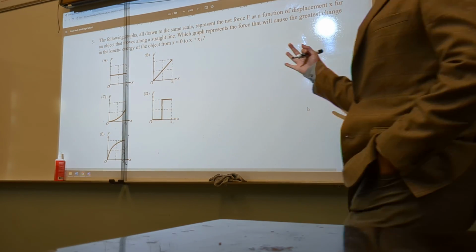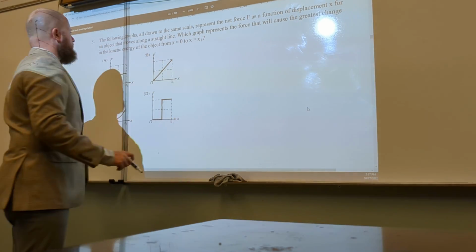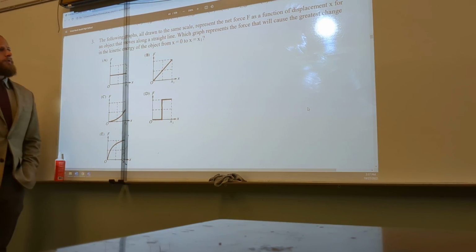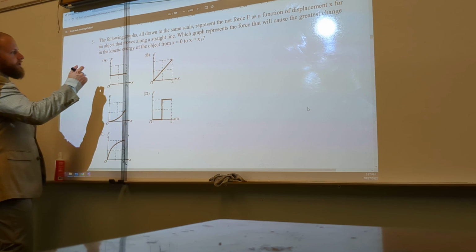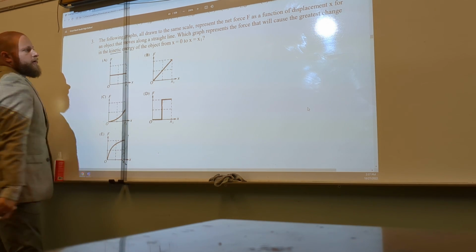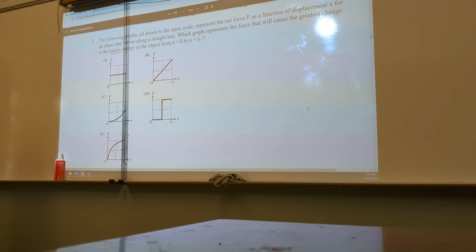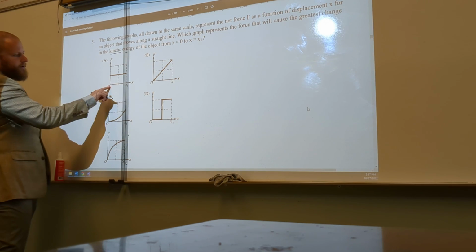Okay, so number 3. If I look at number 3, the following graphs, all drawn to scale, represent the net force F as a function of displacement x for an object that moves along a straight line. Which graph represents the force that will cause the greatest change in kinetic energy from the object going from 0 to x1? So from the origin to x1.